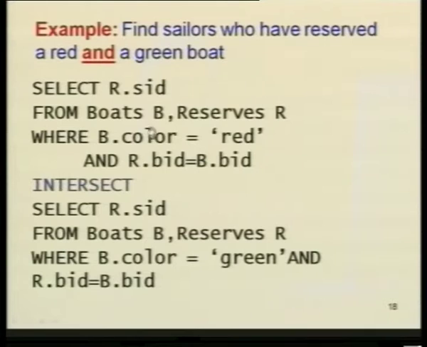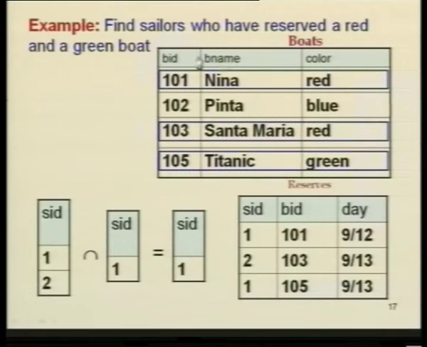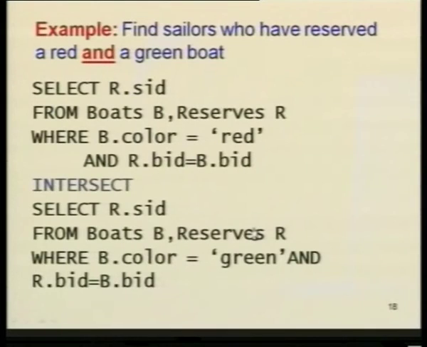So, what happens here, let us look at this. Here I have the boat ID and I first say red. Boat ID red means I will get 101 and 103, and then in the reserves relation I have 101 and 103. So, I find the reserves SID, and I get 1 and 2 actually. So, in this place I will get 1 and 2.